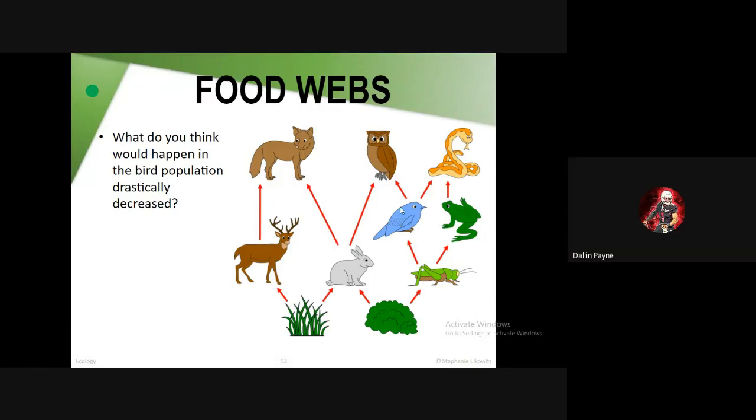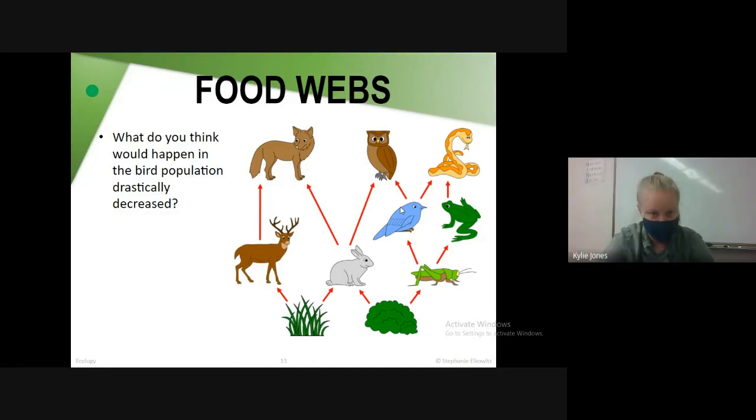Do we do both food webs? Because there's two of the same ones. No, you don't need to do both. Okay. Yeah.